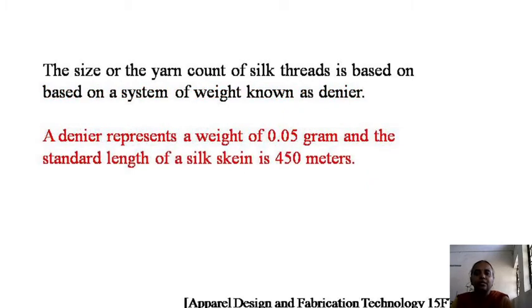The size or yarn count of silk threads is based on a system of weight known as denier. So, silk is based on the weight of the yarn, and the size of the count is given as denier. A denier represents a weight of 0.05 gram and the standard length of a silk skein is 450 meters. You have to remember this.